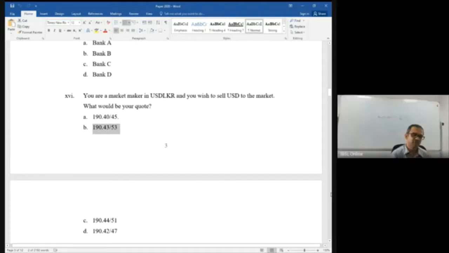Yes. You want market participants to buy from you, so you have to give them a lower offer. If you quote these four, they will go for 45. They will buy at 45. They are not going to come and buy at 53. So you have to give the lowest possible offer, then only they will buy from you. That's the concept. True, you prefer to sell at a higher rate, but if you want to encourage others to buy from you, you have to give the lowest offer. So the answer is A.